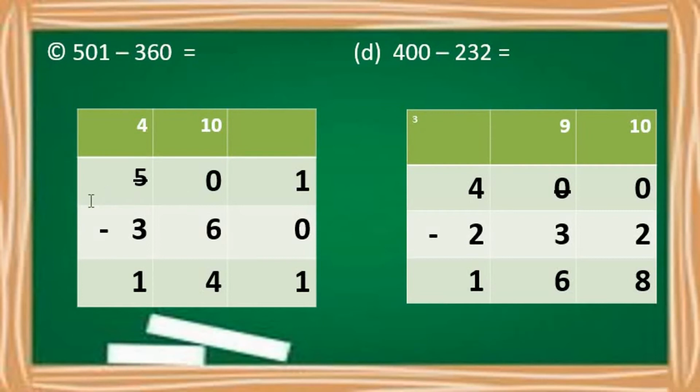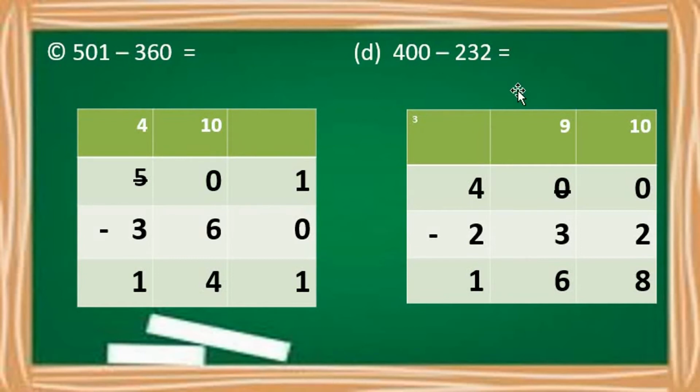Understood? Then cut the further digit. We cut the further digit here and put the small digit, 4. Cut the 5 and put the 4. 4 minus 3. So how many students? 1. 4 minus 3.